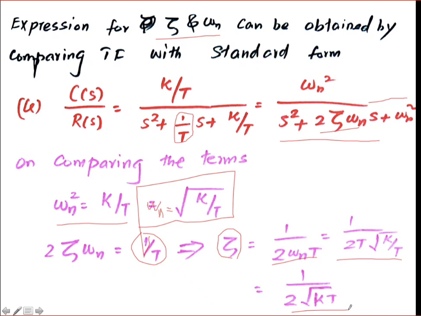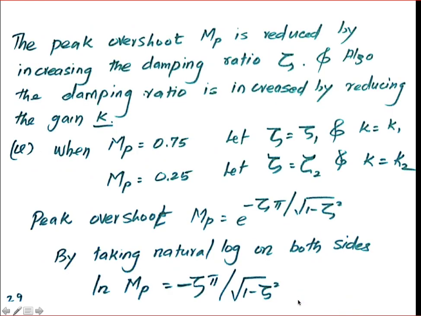So by comparing the second order standard equation and the closed loop transfer function, we got the values of omega n and zeta. Omega n is equal to square root of k by T and zeta is equal to 1 by 2 square root of kT. Now, in the problem, they said we have to adjust the parameters to reduce the peak overshoot from 75% to 25%. This is the problem they have asked.